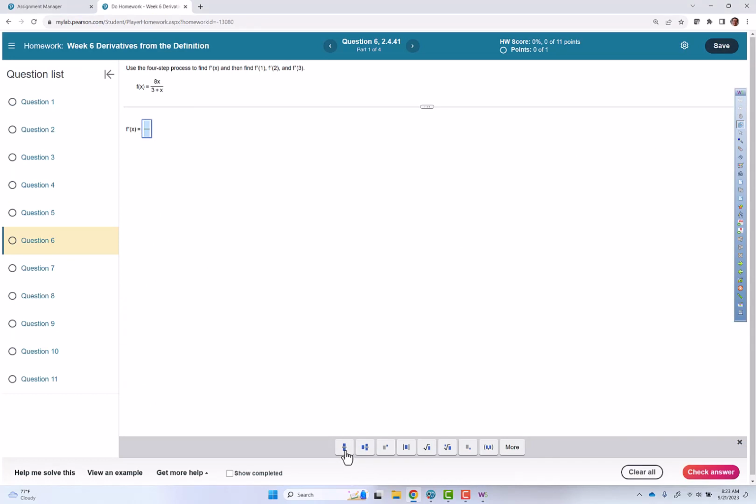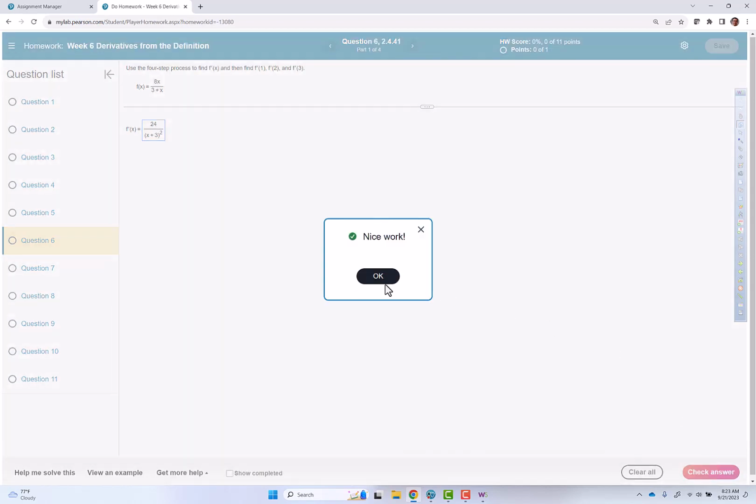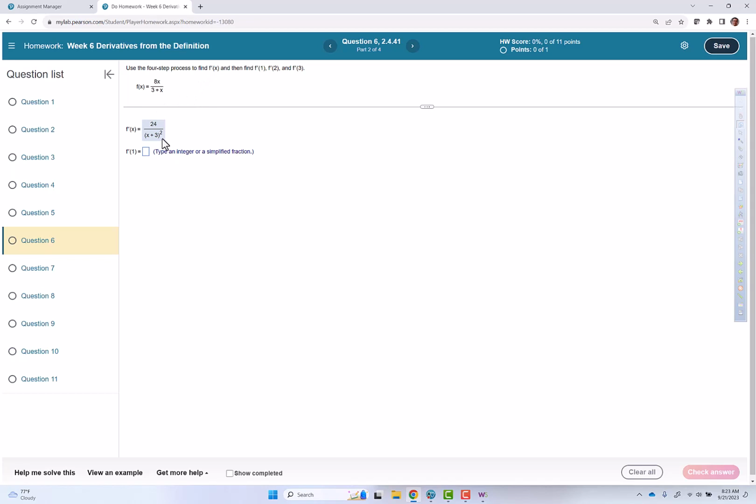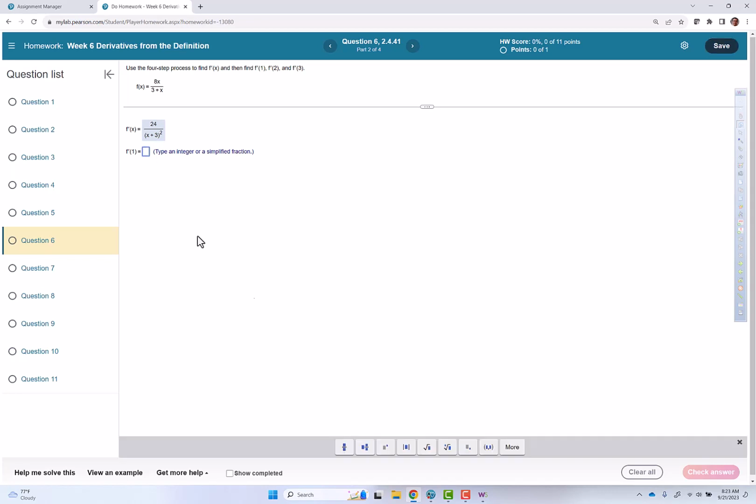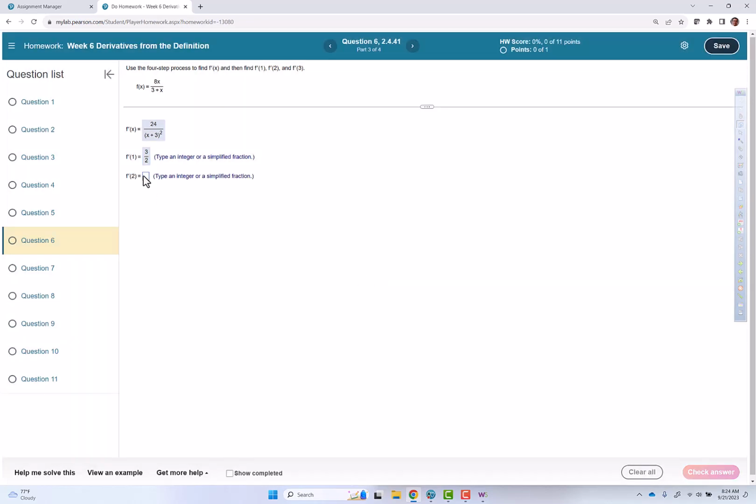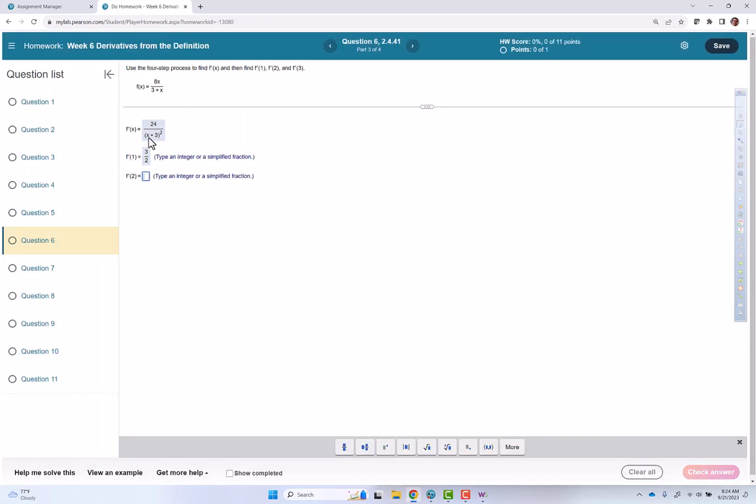So a fraction, 24 over parenthesis x plus 3, close the parenthesis, raise that to an exponent of 2, check answer, nice work. So we're going to put in 1 for x, so that's 1 plus 3 is 4, 4 squared is 16, so that's 24 over 16, which will reduce to 3/2. Fantastic. Putting in 2 for x, that's 2 plus 3 is 5. 5 squared gives us the nice fraction 24 25ths.